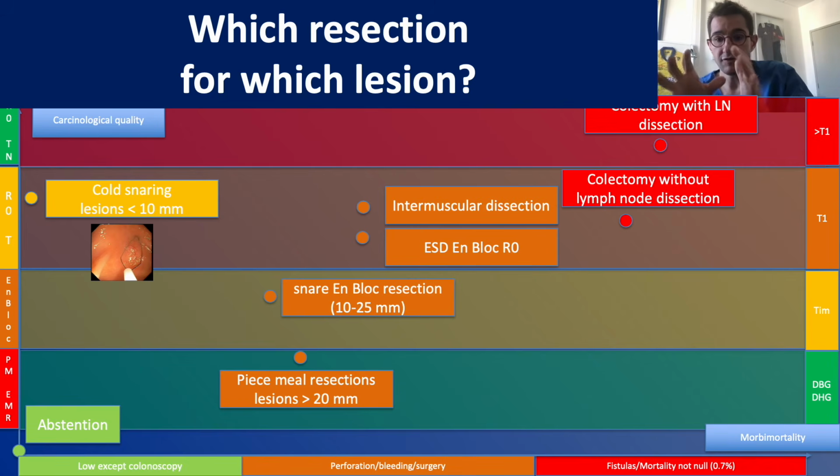And if your characterization leads to a lesion with a very high risk of T2 or more cancers, the best option is probably the extension checkup and the colectomy with lymph node dissection, but the morbidity is very high compared to endoscopy, and therefore we should keep surgery for the lesions that really benefit from it. It means T2 and more, or T1b with pejorative factors and more.